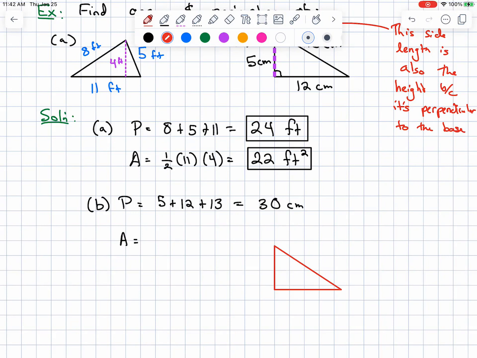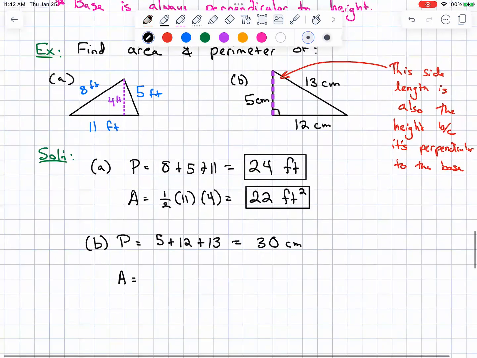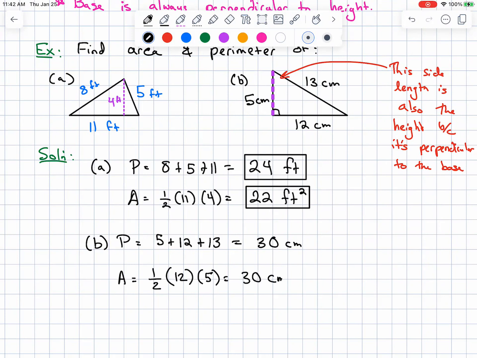So anyways, back to the problem at hand, the area. As we said, the base is 12 and the height actually ends up being one side length, the 5. So the area is 1/2 the base, 12, times the height, 5, which ends up being 30 centimeters squared.